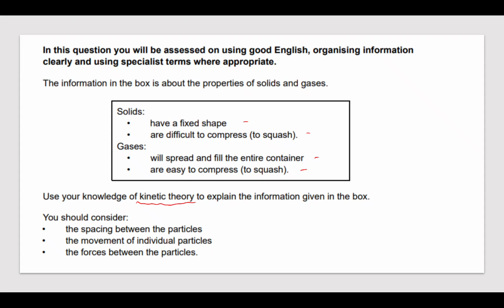In this question you'll be assessed on using good English, organising information clearly, and using specialist terms where appropriate. The information in the box is about the properties of solids and gases. Solids have a fixed shape and are difficult to compress. Gases will spread and fill the entire container and are easy to compress. Use your knowledge of kinetic theory to explain the information given in the box. You should consider the spacing between the particles, the movement of the individual particles, and the forces between the particles.